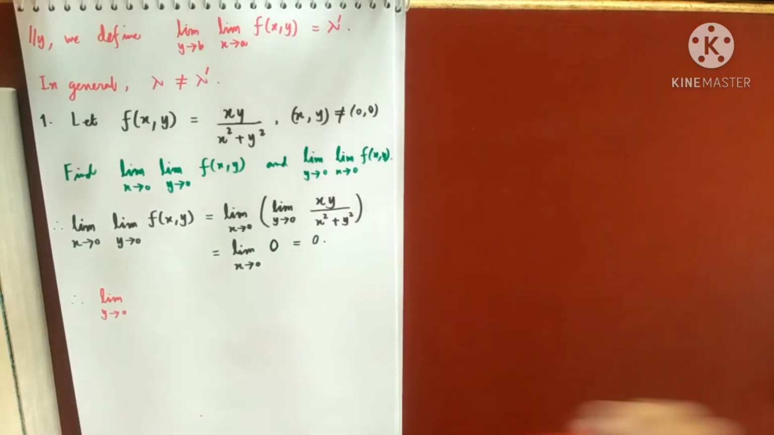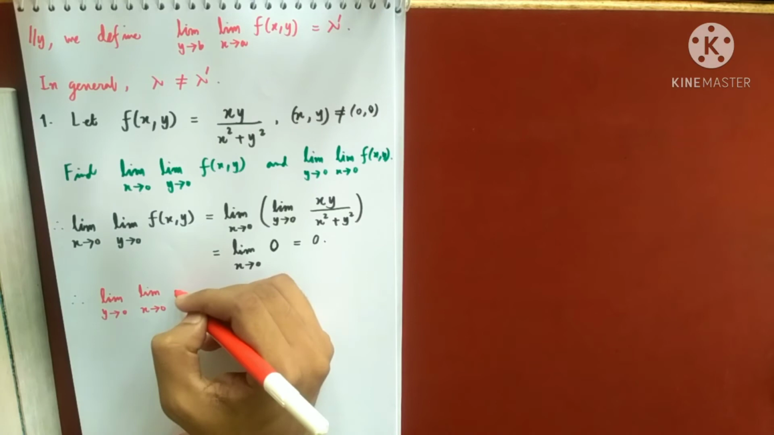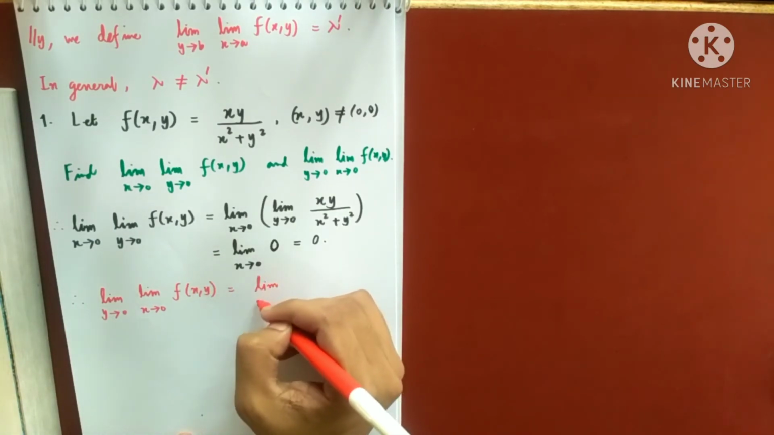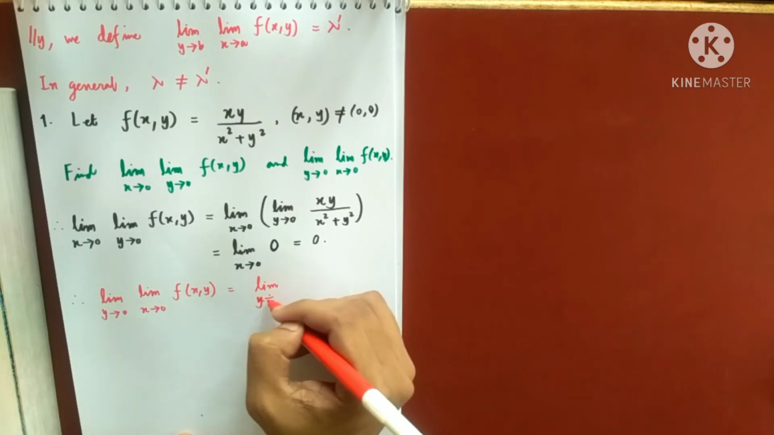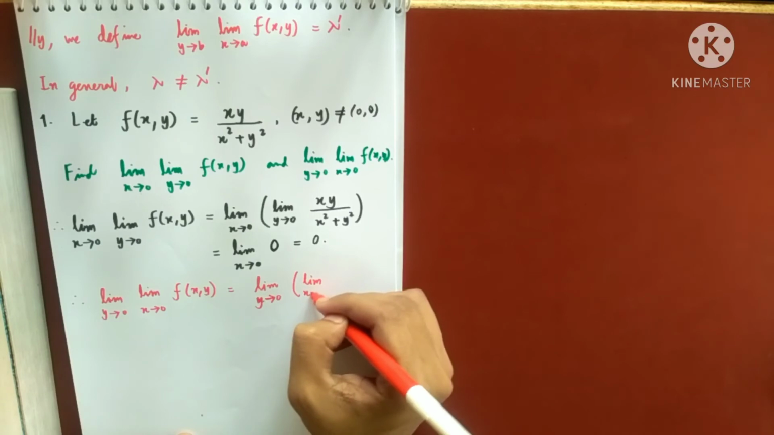Just very quickly check. What is this? Yeah, so limit. This time I'm computing x first, but it doesn't matter, because limit y tends to 0 first. First is this. Limit x tends to 0.